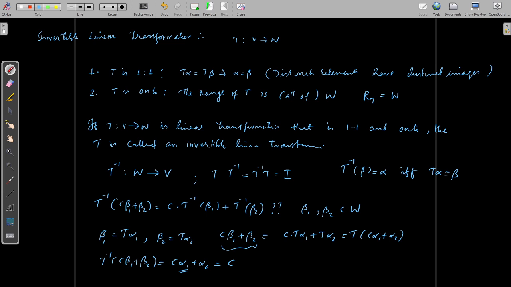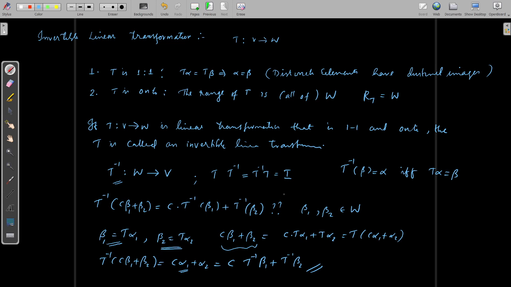Now, what is alpha 1? Alpha 1 is nothing but T inverse of beta 1, and alpha 2 is T inverse of beta 2. So this shows that T inverse of (c beta 1 plus beta 2) is equal to c times T inverse of beta 1 plus T inverse of beta 2. So this T inverse is not only a map from W to V, it's a linear transformation from W to V. So T is invertible if and only if there exists a linear transformation T inverse with this condition. More than a function, this T inverse satisfies the condition for linear transformation.